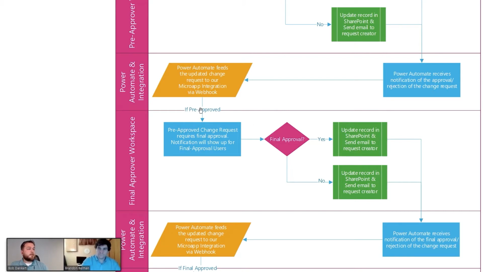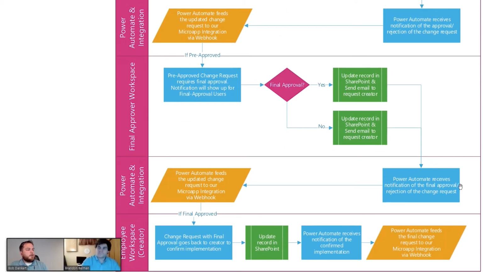So assuming it was pre-approved, that now requires final approval. Notification will show up for the final approval users, and they get to review the request and any notes that were put in there and decide whether they want to give final approval, to approve or reject it. Regardless of whether they approve or reject it, it will update the record in SharePoint and send an email to the creator of the request, just like we did previously. And that will again continue on down. Power Automate receives notification of the final approval or rejection and feeds that data into the Microapp integration via webhook.